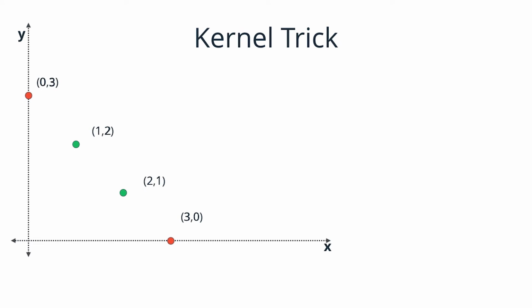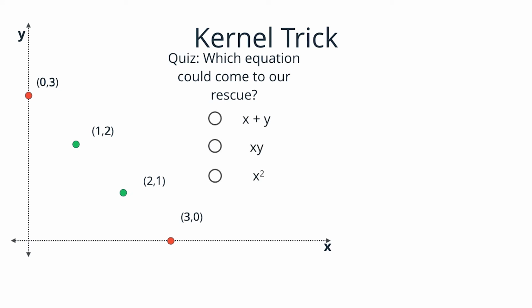So if the point's coordinates are (x, y), maybe we need an equation on the variables x and y that gives us large values for the green points and small values for the red points, or vice versa. So which of the following equations could come to our rescue? The sum of the 2 coordinates, x plus y, the product of the coordinates, xy, or the first coordinate squared, x squared? Submit your answer below.